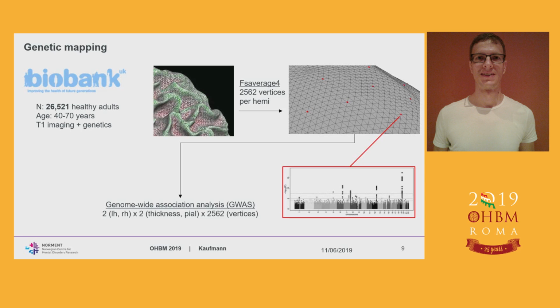So we are ending up with approximately 2,500 vertices per hemisphere. And then for each of these vertices, we're running a genome-wide association analysis that basically runs a correlation of cortical thickness or cortical surface area in this given vertex with the single nucleotide polymorphisms of a given individual. So we're running a total of 10,000 GWASs here on our cluster computers.